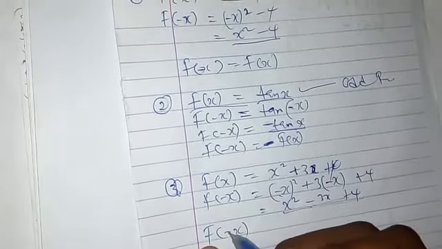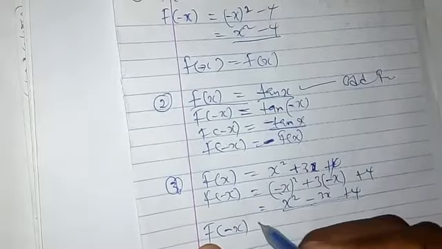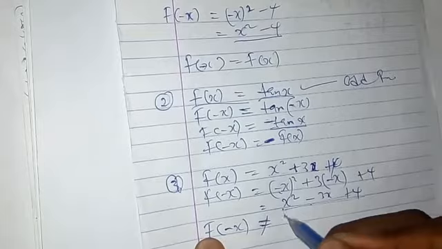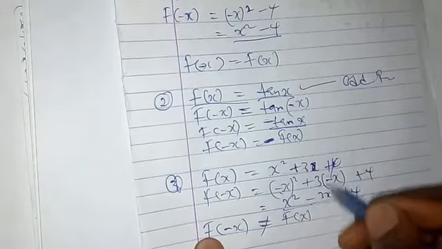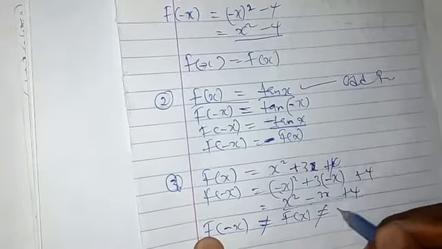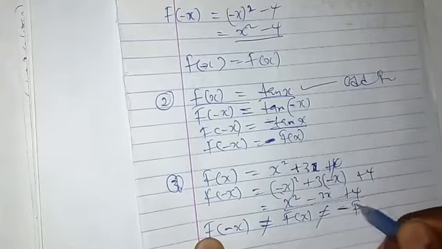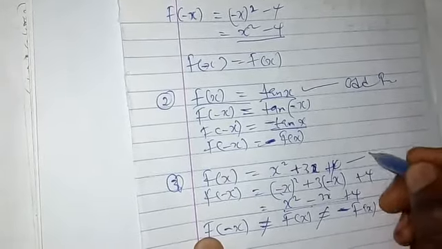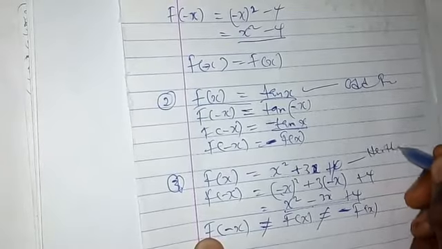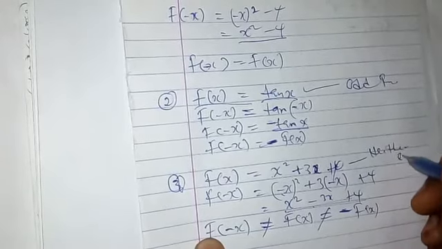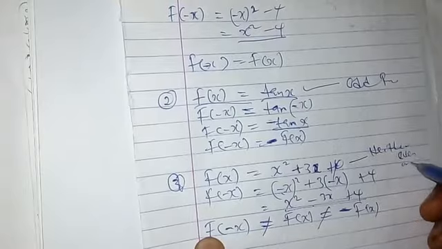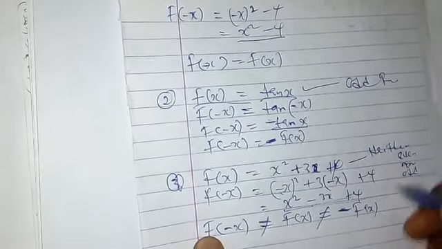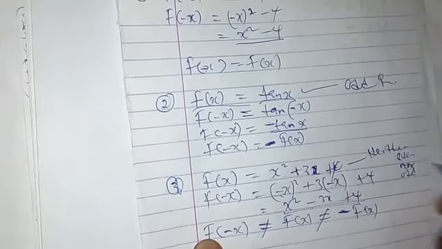So you find out that f of negative x is not equal to f of x given to you, and it's not equal to negative f of x. That means this is neither even nor odd function. That is, it's not an even function and it's not an odd function.